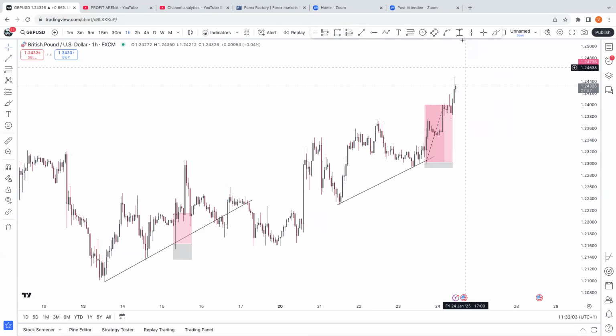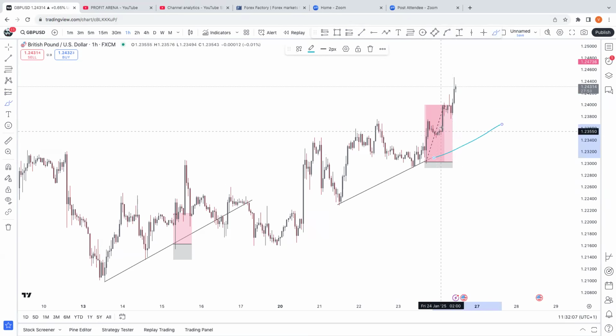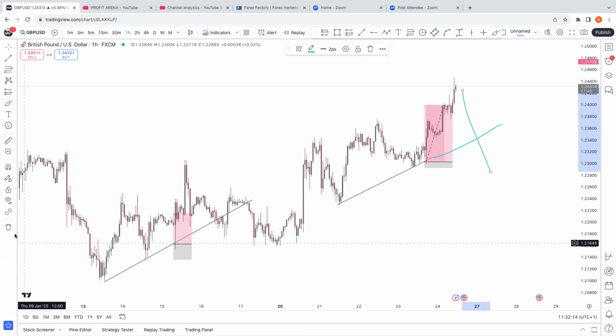Now, what the smart money guys will do is they eventually come back and take out this trend line, right? They take the liquidity out. So whenever this happens, we say trend line liquidity has been taken. Now let's move on to the next one.